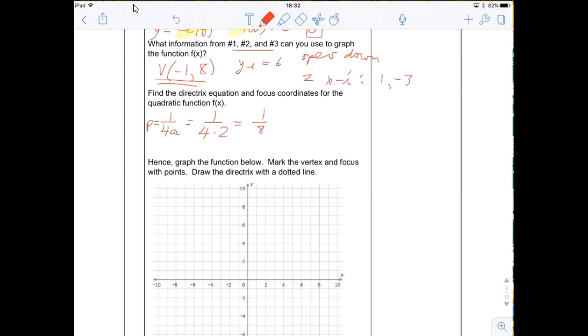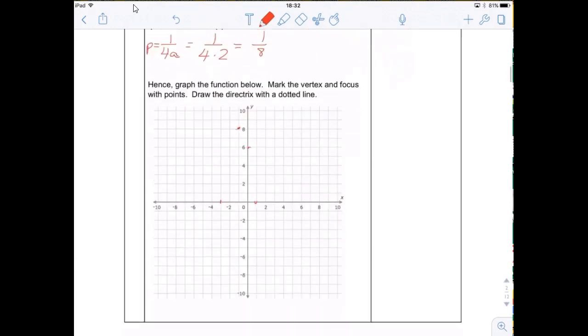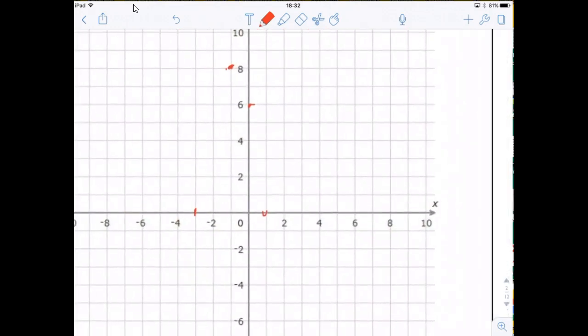Let's mark some of these important points on the graph here. First of all, -1, 8, the most important point, is the vertex. So I'm going to mark that here. Next, we know that we have x-intercepts at 1 and -3. We also know that the y-intercept is at 6. And we know that it opens down, but that's pretty obvious. Now that we mark these points, we can see that it does indeed open down, right? All right, kind of like that.